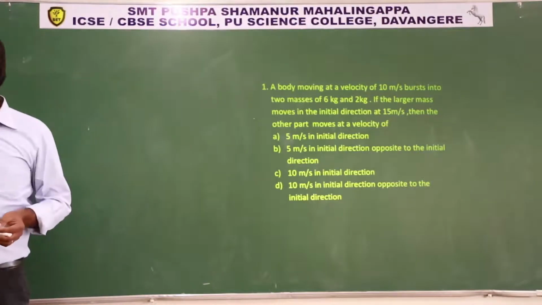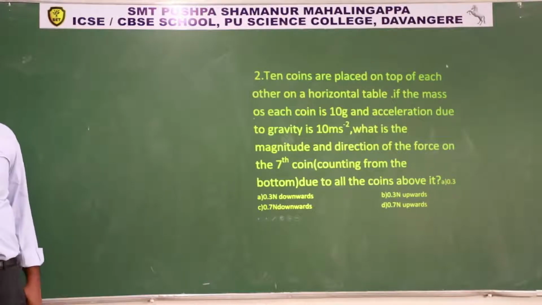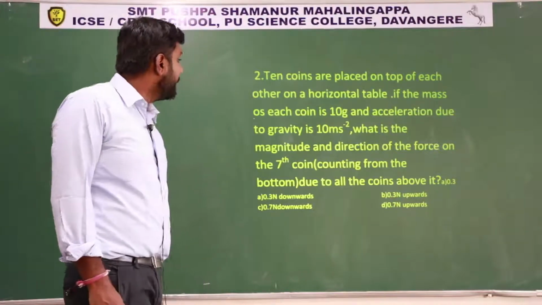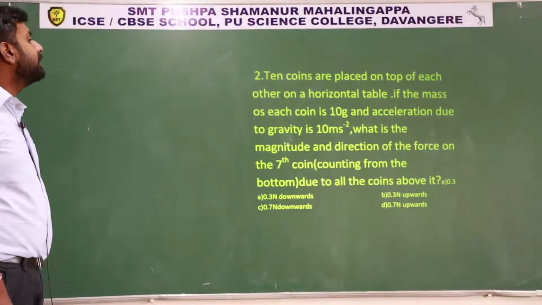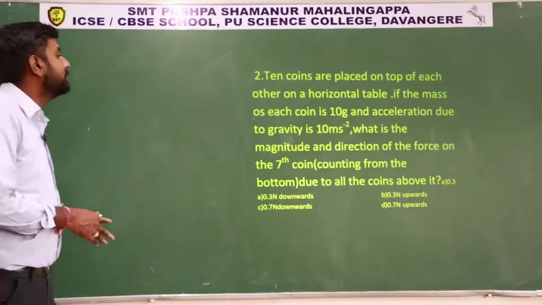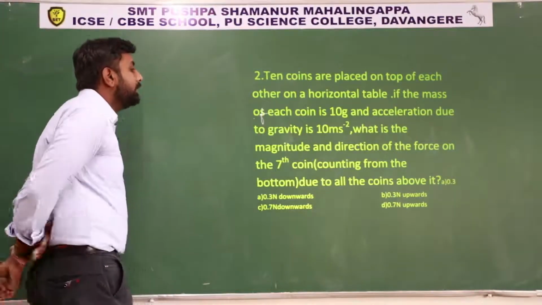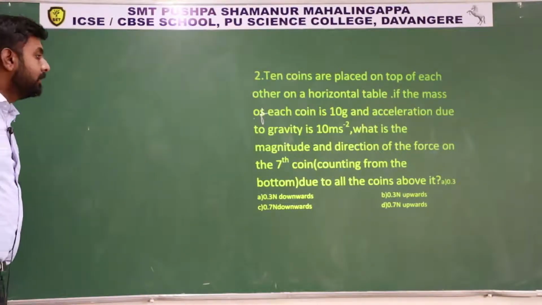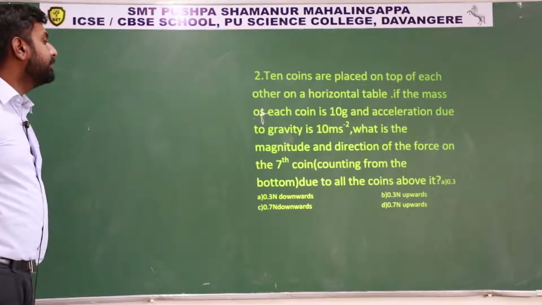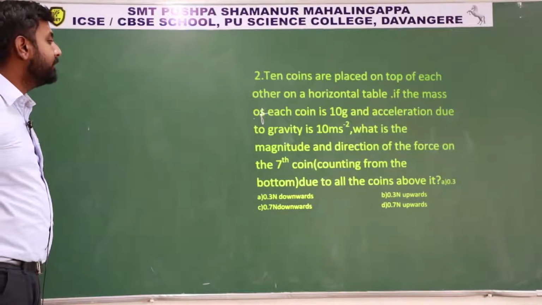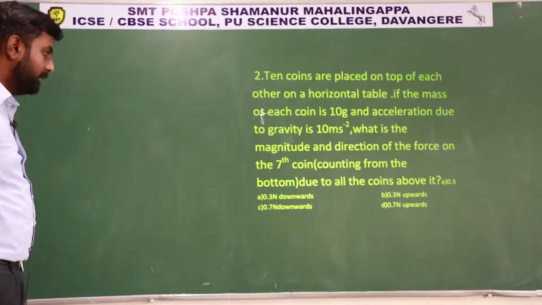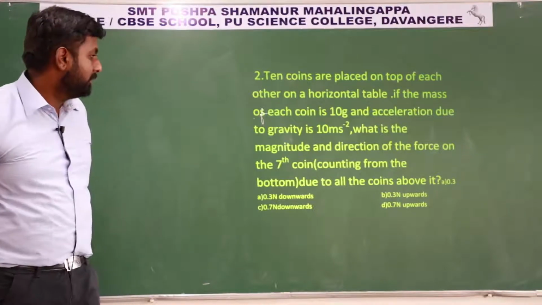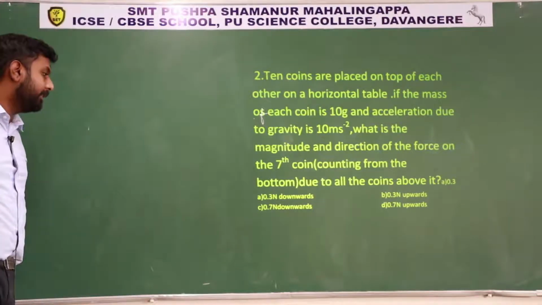Next, in the next problem, 10 coins are placed on top of each other on a horizontal table. If the mass of each coin is 10 gram and acceleration due to gravity is 10 meter per second square, what is the magnitude and direction of the force on the 7th coin due to all the coins above it? First option: 0.03 Newton downwards.